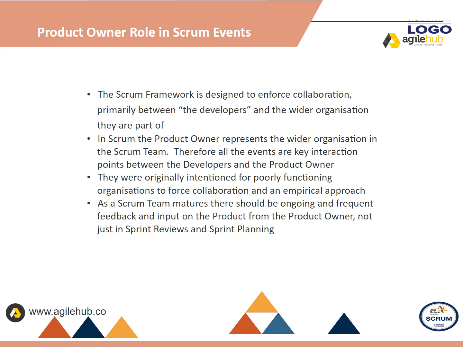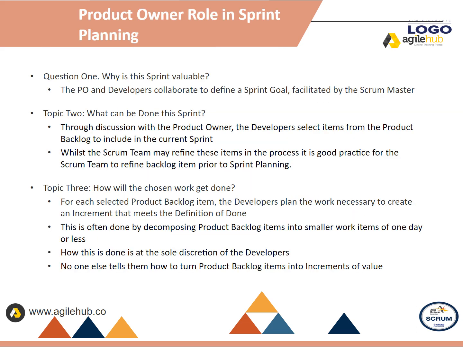As a Scrum team matures, there should be ongoing and frequent feedback and input on the product from the product owner, not just in sprint reviews and sprint planning. Using Mural, put topics 1, 2, and 3 in boxes. Brainstorm the role of the PO in each of the planning topics.